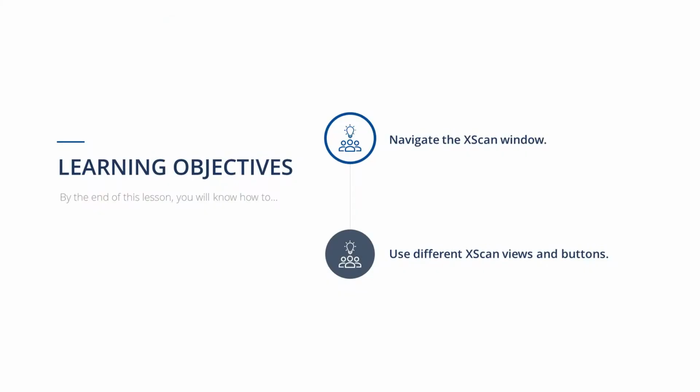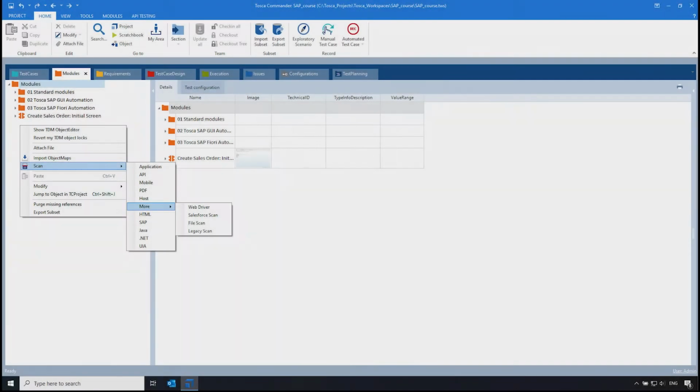In this lesson, we will introduce the XScan. We will also learn about how to manage views and use functionalities in XScan. In the previous lesson, we learned about standard modules. Now, to scan the SAP objects which are not standardized, we have to scan those SAP objects and create modules using the Tosca XScan functionality. Let's familiarize ourselves with XScan before creating your first module.